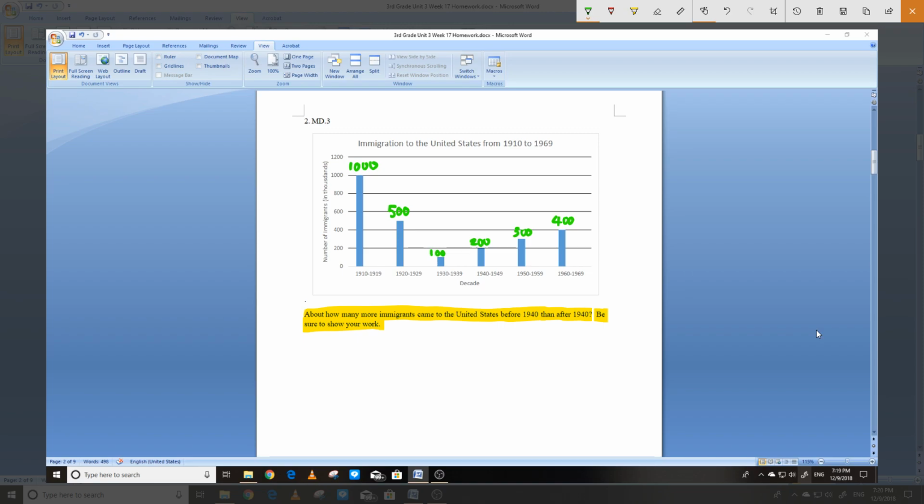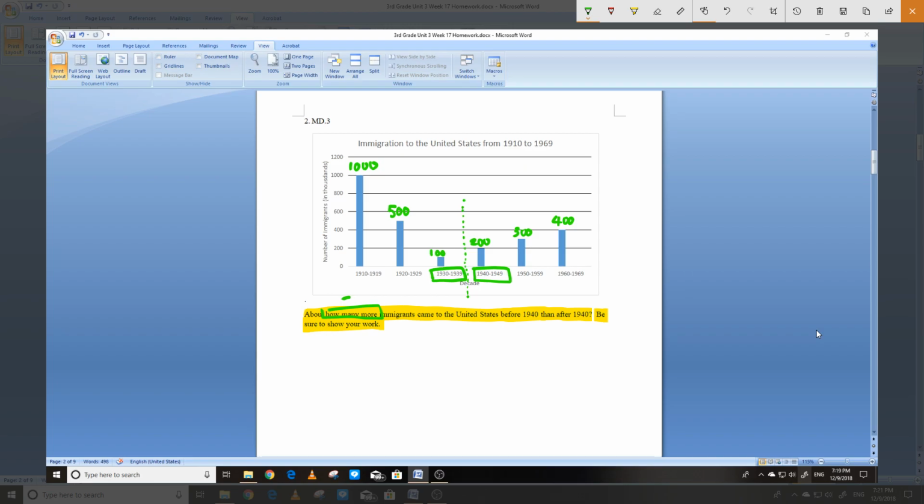So we're talking about how many more. Whenever you see how many more, you need to subtract. Okay, that's the key phrase here. Came to the United States before 1940 and after 1940. So where is 1940 on this graph? It's actually right here, right in the middle. Why is it so? Because to the left of it, it says 1930 to 1939. To the right of it, it says 1940 to 1949. So it is right here where you can make the divide.